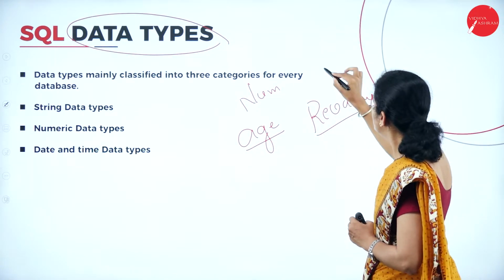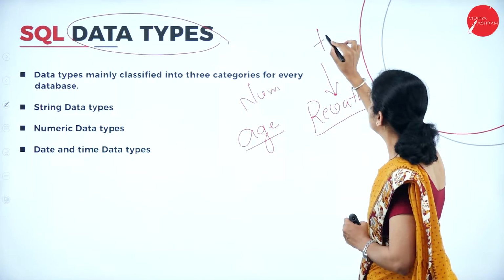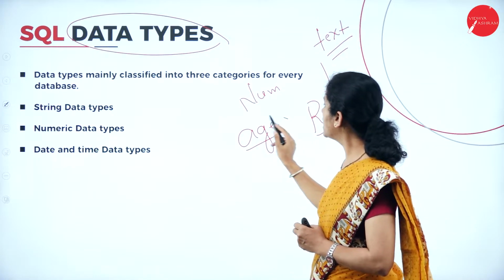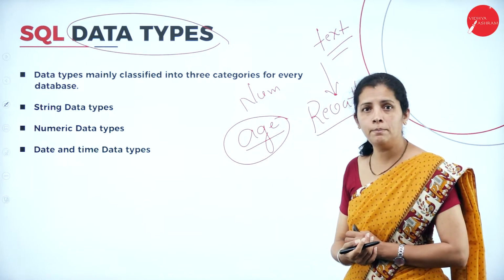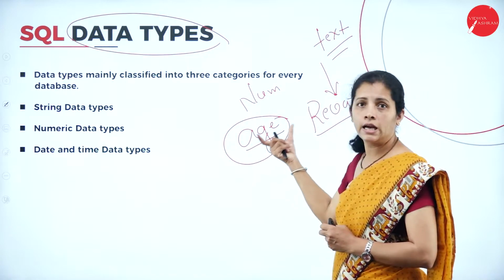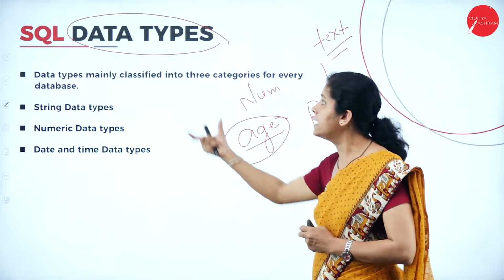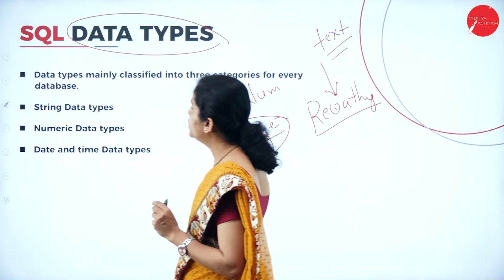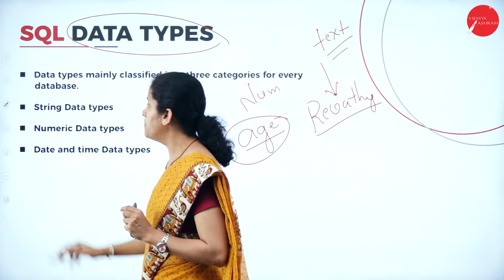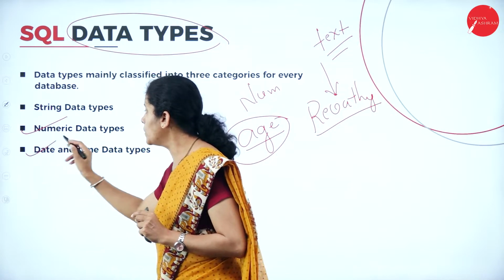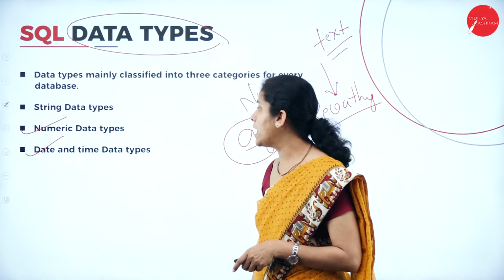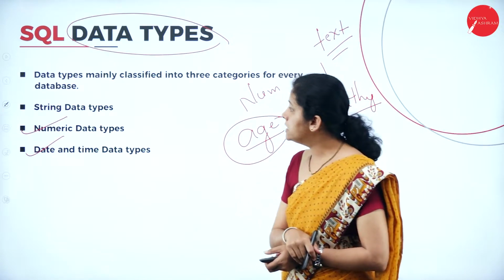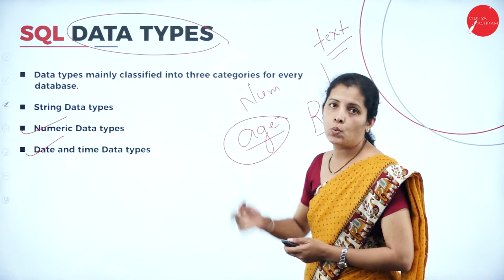If I consider my name, it is nothing but text. So the type of the data here is text. And if I consider age, it's nothing but a number. So the type of the data here is number. For that, I require data type. And in SQL, I'm going to have string data type, numeric data type. Along with that, I'm going to have date and time data types. So dear student, let's see these data types one by one.